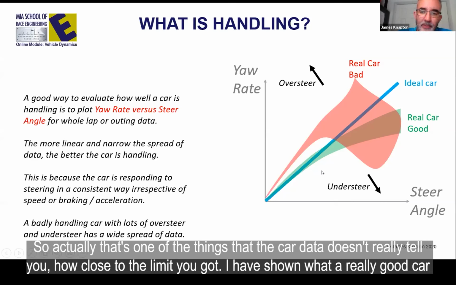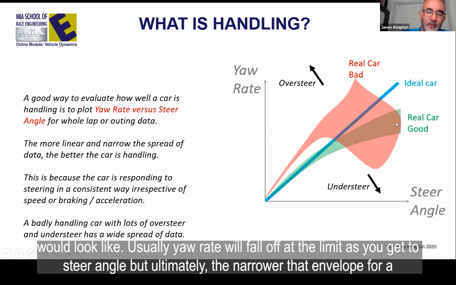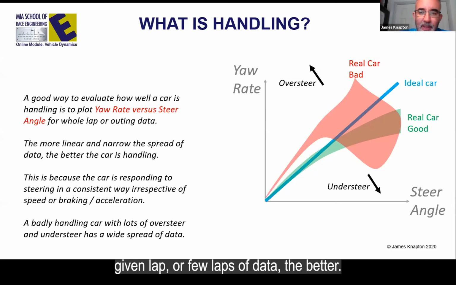So there, in green, I've shown what a really good car would look like, which is the green one. Usually your yaw rate will fall off at the limit as you get to high steer angle, but ultimately the narrower that envelope for a given lap or few laps of data, the better.